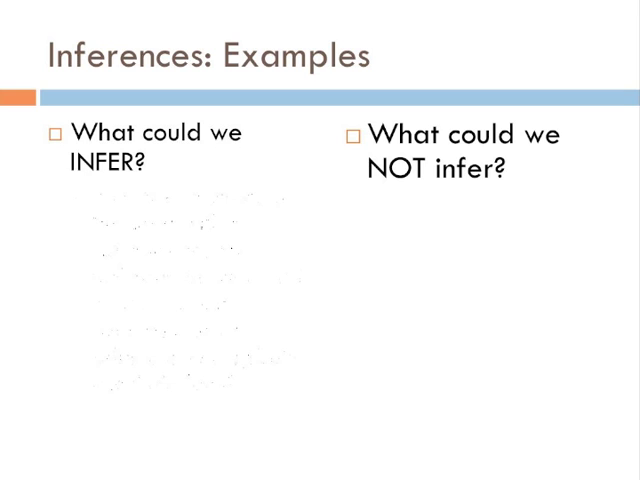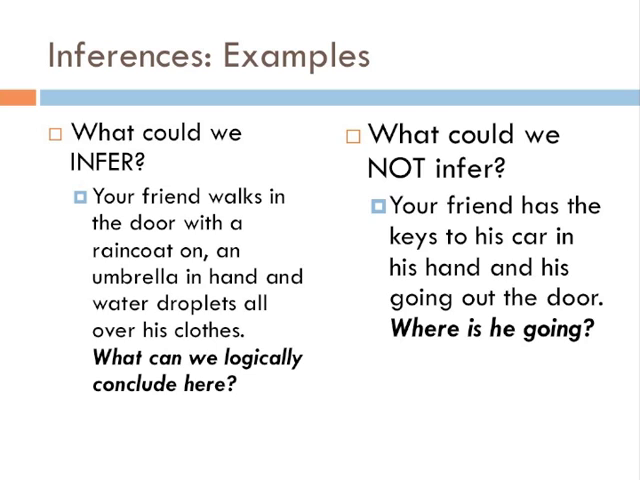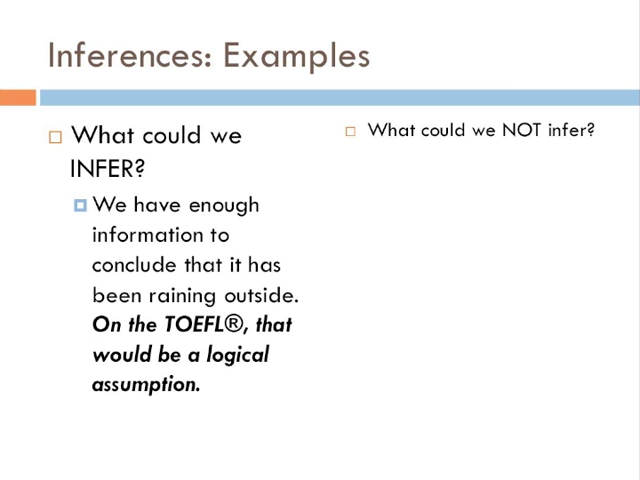For example, let's look at two different situations. In the first example, what could we infer? Your friend walks in the door with a raincoat on and an umbrella in hand, and there are water droplets all over his clothes. What can we logically conclude here? On the right side, here's another situation. Your friend has the keys to his car in his hand and is going out the door. Where is he going? In the first case, we do have enough information to probably conclude that it's raining outside. On a test such as the TOEFL, that would be a logical assumption, because you have plenty of evidence.